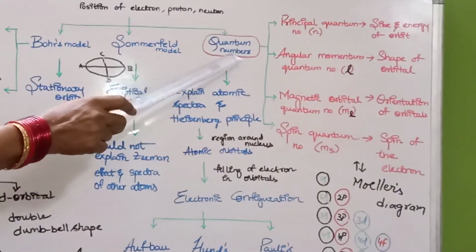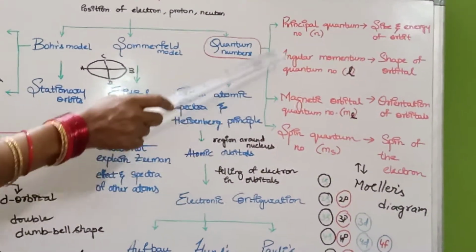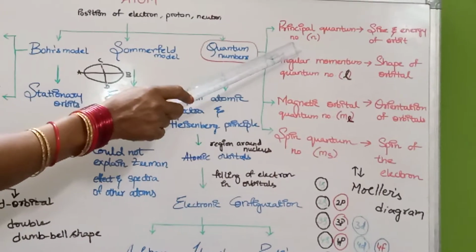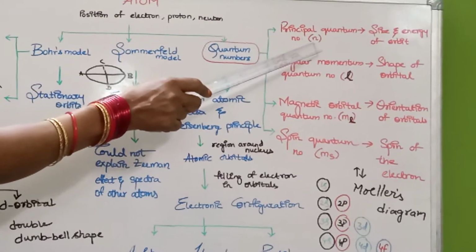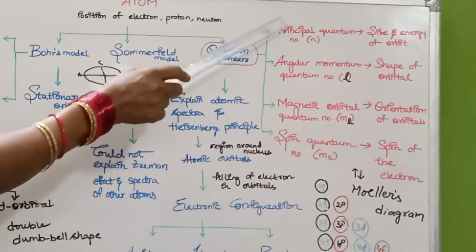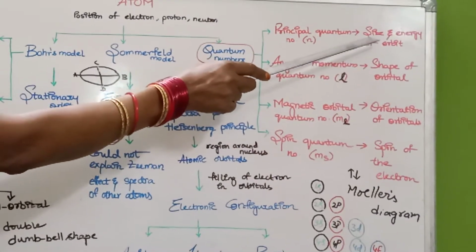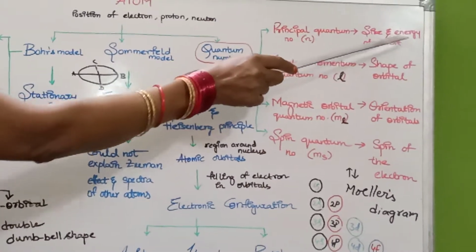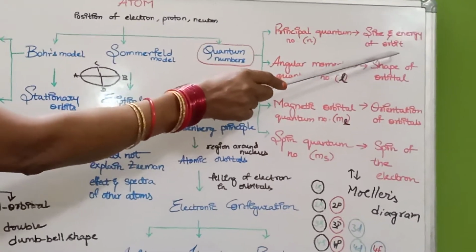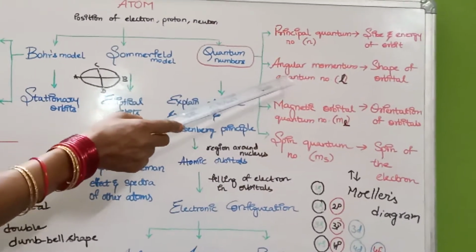Now let us learn about the quantum numbers. These are of four types. One is the principal quantum number, designated with small n, proposed by Niels Bohr. Based on this principal quantum number, we can get information about the size of an atom and the energy of the orbit. These two pieces of information we can get by using the principal quantum number.